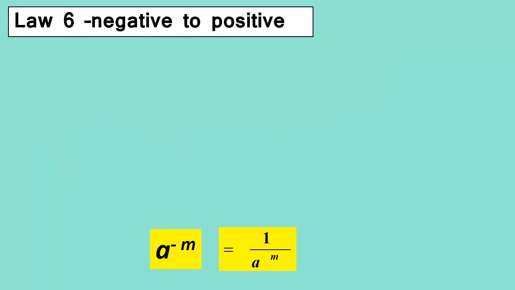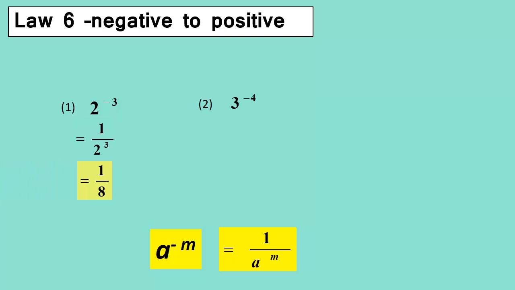Now, how to make negative to positive and vice versa? Let us take an example of 2 raised to minus 3. Here, 2 is in the numerator. What we need to do? We need to bring it to the denominator. So we write 1 upon 2, but negative 3 becomes positive 3. And hence the answer is 1 upon 8.